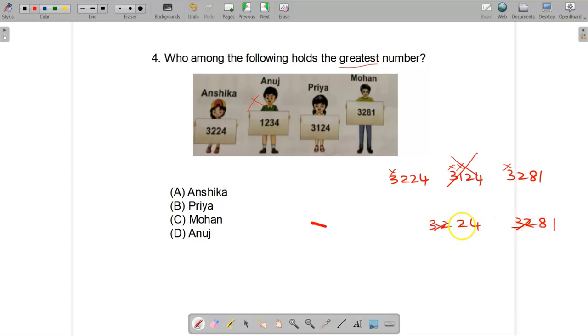Okay. What about your tens position? Tens position, here it is 2, here it is 8. Right. So definitely this one is greater when compared to this. So 3281 is greater when compared to all the three numbers, right? So in general we can say that this is 3224, this is 3124, this is 3281. Definitely this number is the greatest number. Okay. So who is holding that number? Mohan. So the option is C.